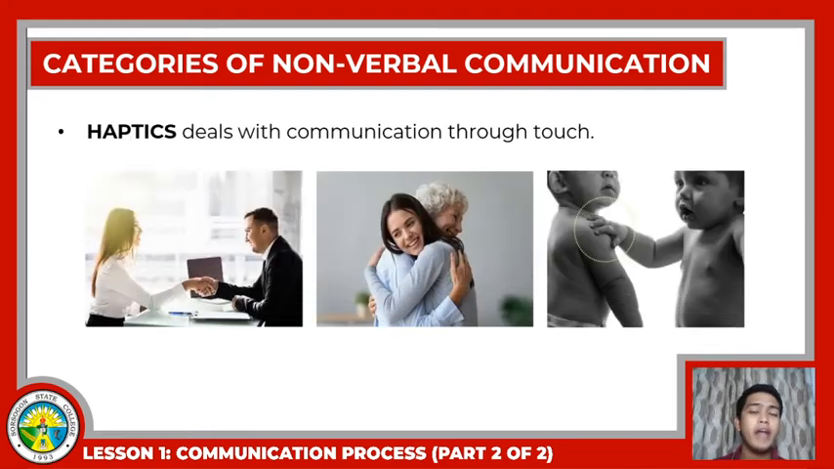So you also have haptics. It deals with communication through touch, the way we touch. Here we have handshakes. It includes handshaking, the mere touching of the baby, the tapping of the shoulder, and hugging, in the picture in the middle. Touch is a very significant, very meaningful form of communication. It's very useful, but it's also very risky. That is haptics.